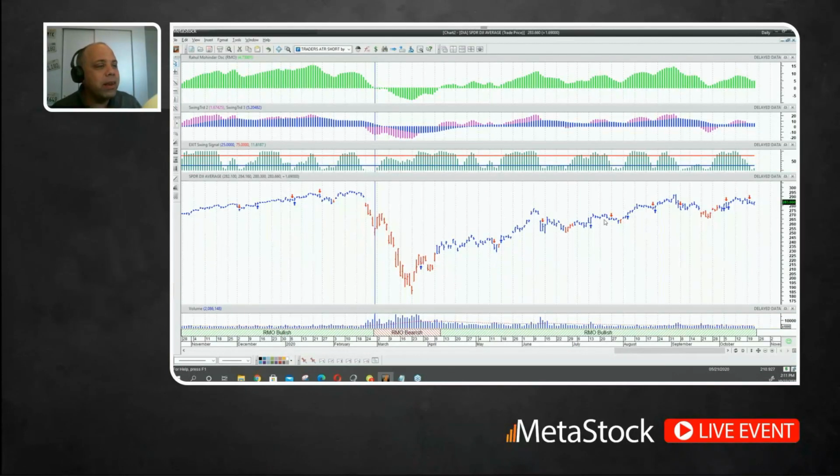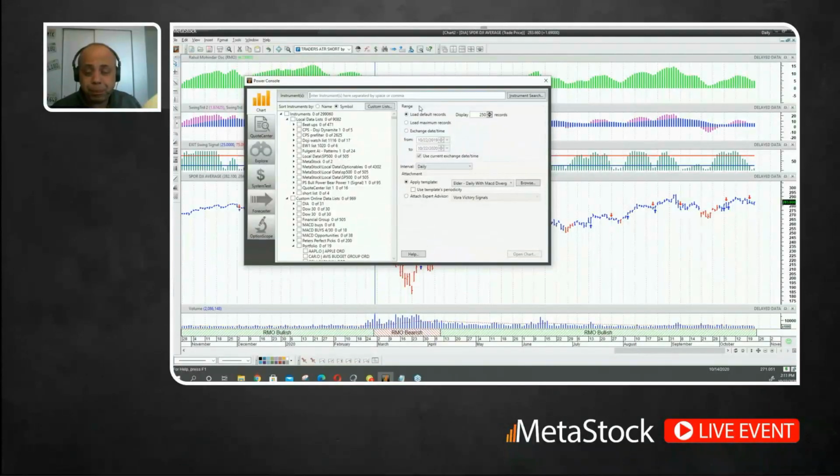You can see I'm looking at the Dow Industrial Average right now. I'm going to open up a whole bunch of these, or as many as you guys want to look at anyway. So in MetaStock, this is what we call our power console. These are the different power tools that we have in MetaStock. We're going to be dealing primarily with the charting today. So we're going to spend most of the time in charting.